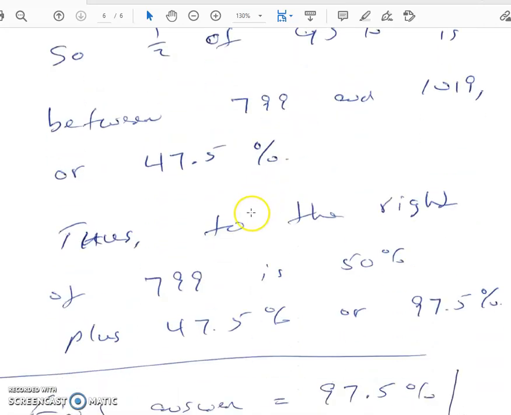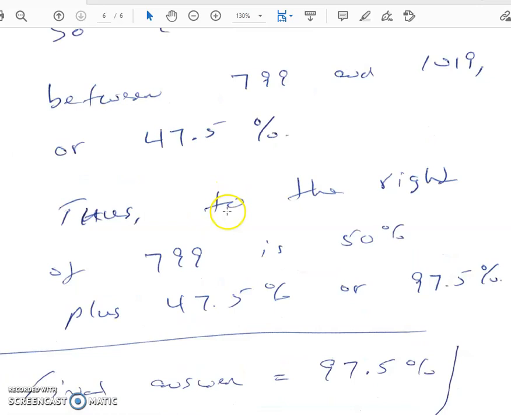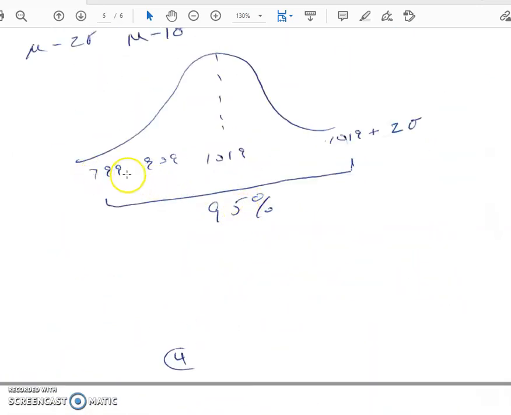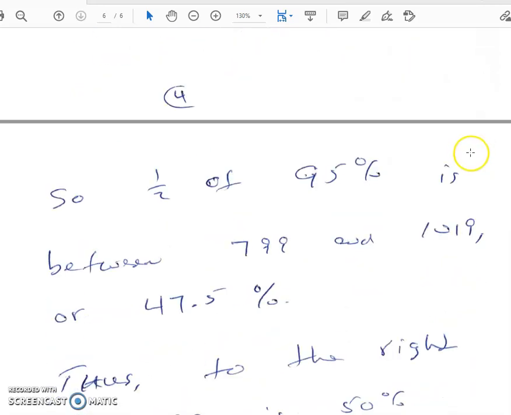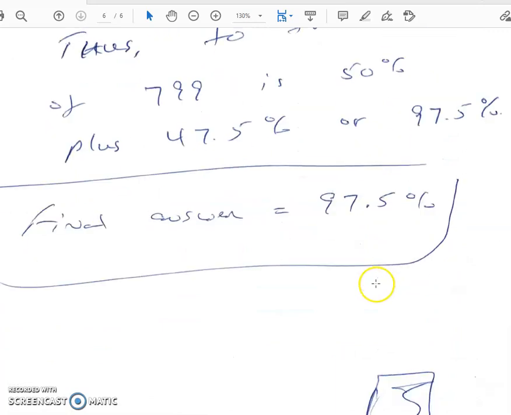Thus, to the right of 799: between here and here is 47.5%. From here all the way to the right is 50%. So add those two up. We get 50% plus 47.5%, or 97.5%. So that's our final answer.